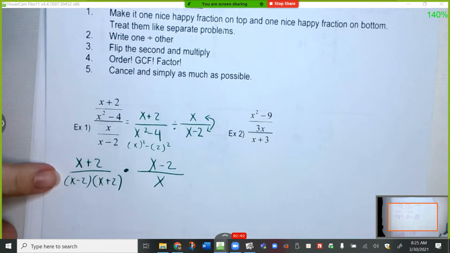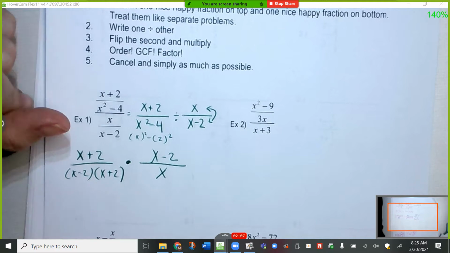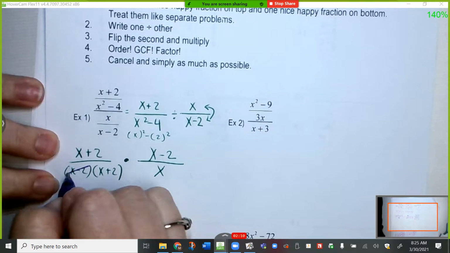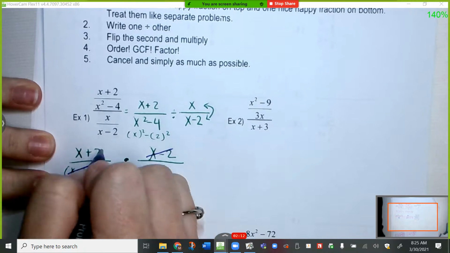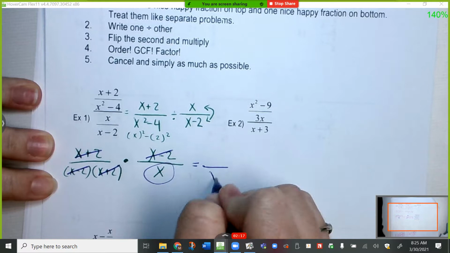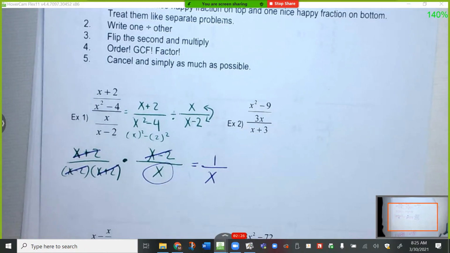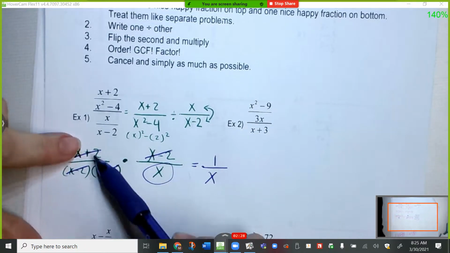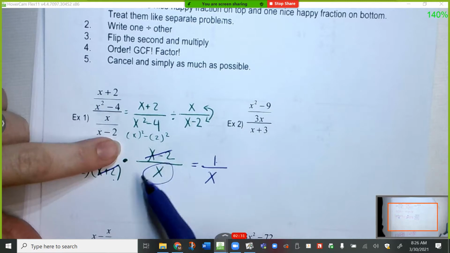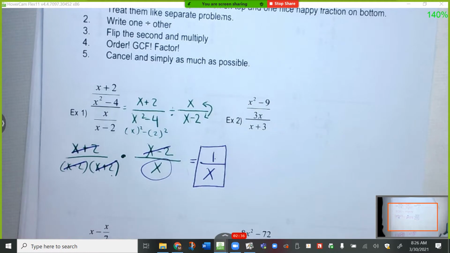So once I have it factored and set up, I can start canceling. What can cancel? The x minus 2's, what else? X plus 2's. Now, I have nothing left on top, but what do I have left on bottom? Can I leave the top of the fraction empty? You have to put a 1. Because remember, x plus 2 divided by x plus 2 is technically 1. X minus 2 divided by x minus 2 is technically 1. Anything divided by itself is 1.